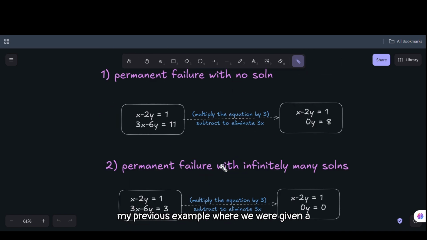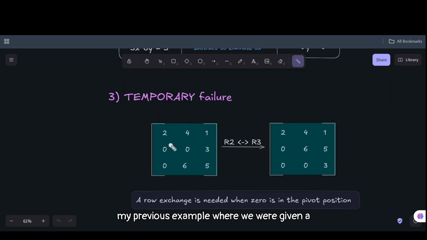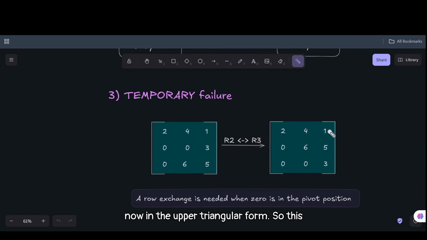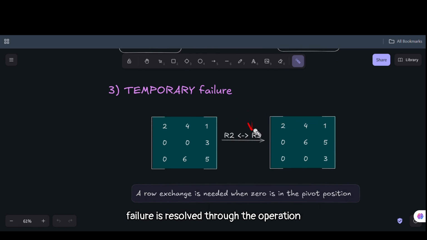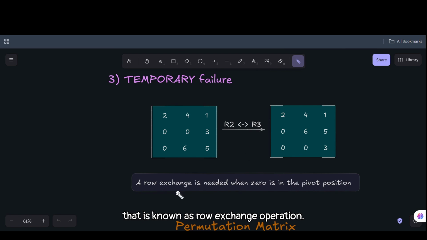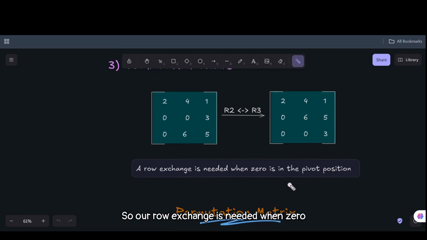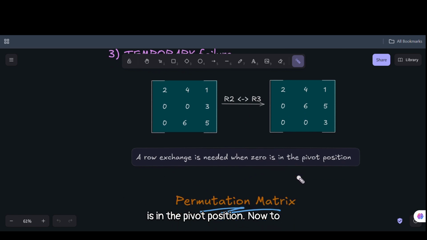Now if I take my previous example, where we were given a system where we have 0 in the pivot position, how we can resolve this is by swapping two rows, and this is known as the row exchange operation. So if I swap my row 2 with row 3, the resultant matrix that I'm going to get is now in the upper triangular form. So this failure is resolved through the row exchange operation. So row exchange is needed when 0 is in the pivot position.